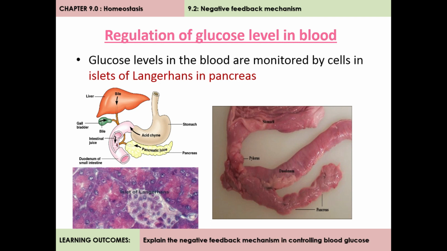Hypoglycemia. Okay, hyperglycemia means that the blood glucose level exceeds the normal level. Abnormal fall in blood glucose level is known as hypoglycemia.